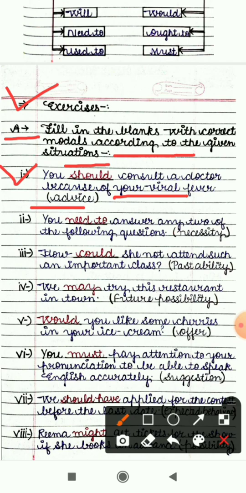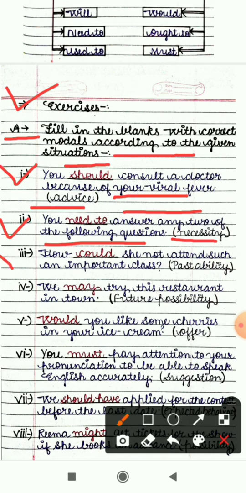Second sentence is: you dash answer any two of the following questions. So here we have to show necessity, and for showing necessity we use need to. You need to answer any two of the following questions, means you have to answer any two.